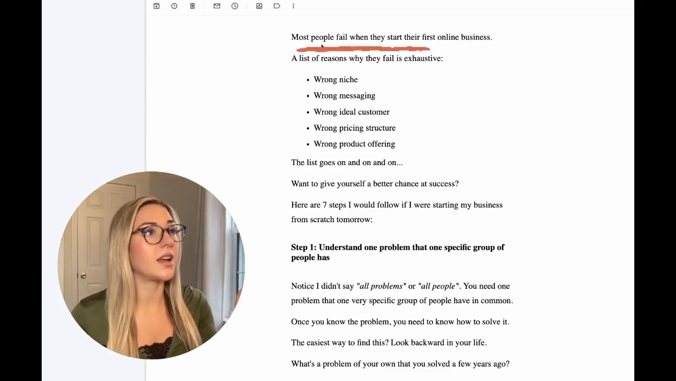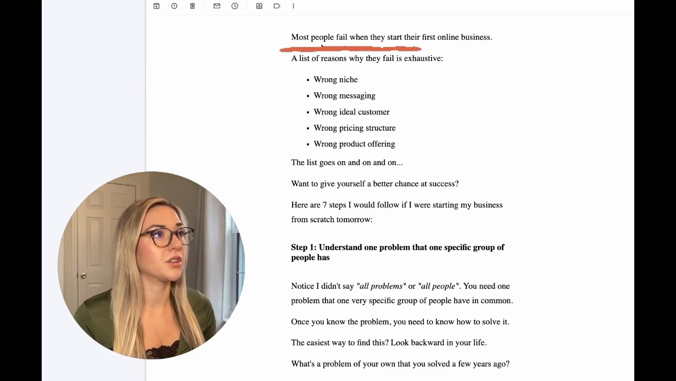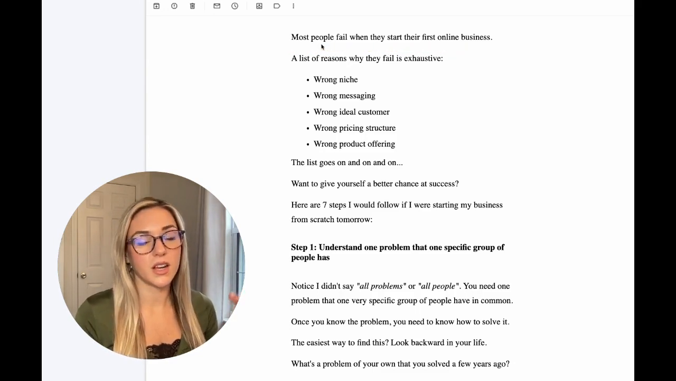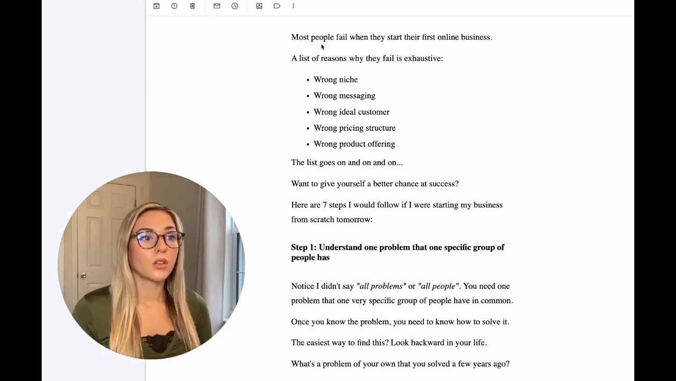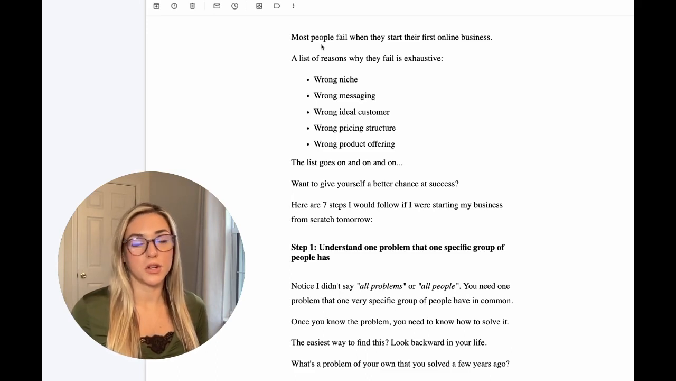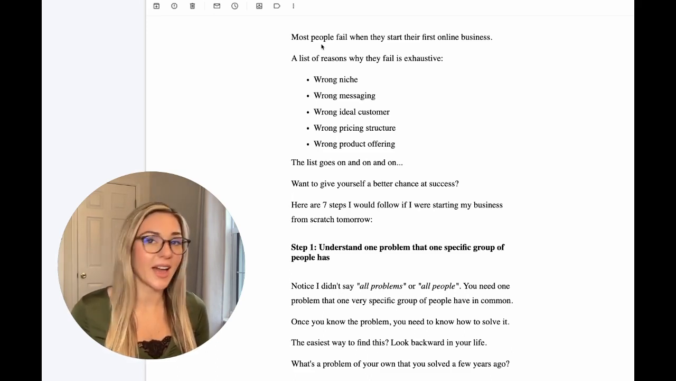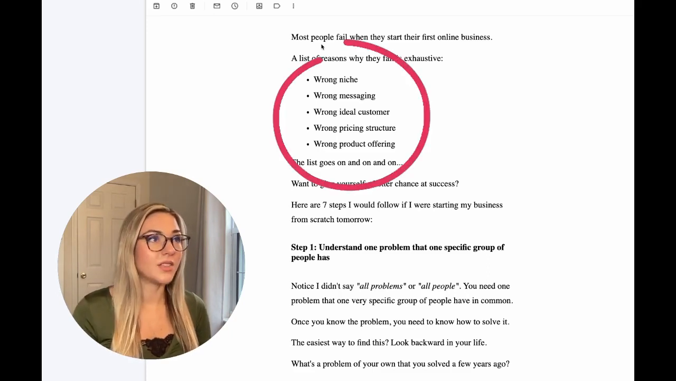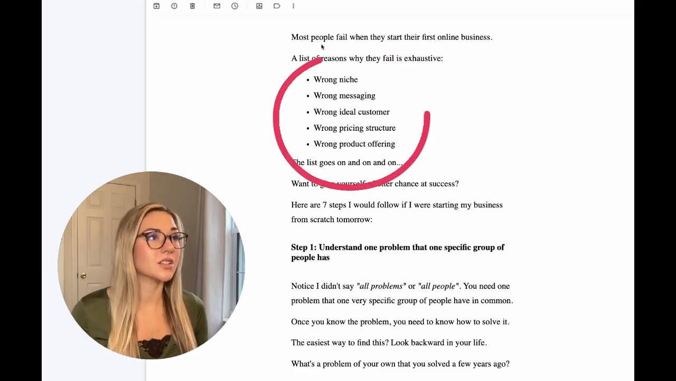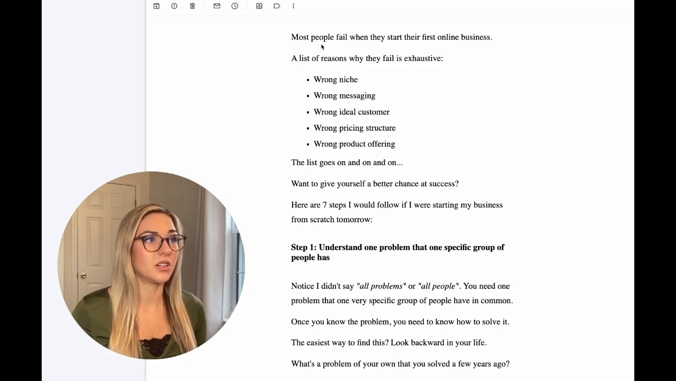So the first line is, most people fail when they start their first online business. Boom. He's cutting right to the problem. The problem or the fear is that you want to start a business, but most people fail, and most people understand that they have a lot of obstacles ahead of them if they go down this path. Then he goes into agitation. A list of reasons why they fail is exhaustive. Wrong niche, wrong messaging, wrong ideal customer, wrong pricing structure, wrong product offering, and the list goes on, right?